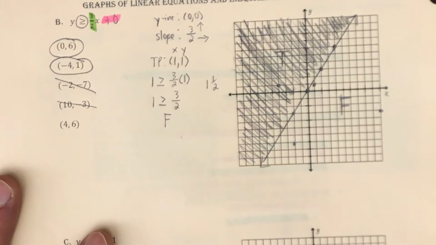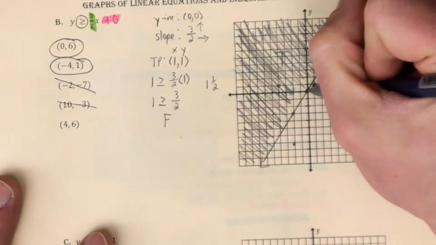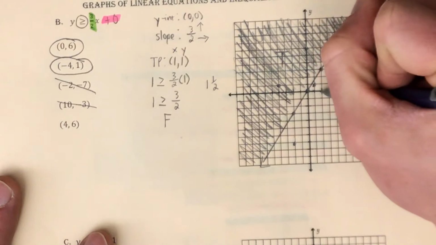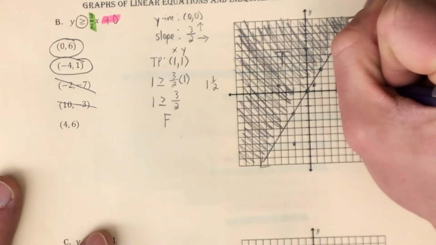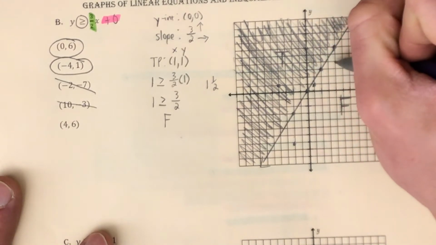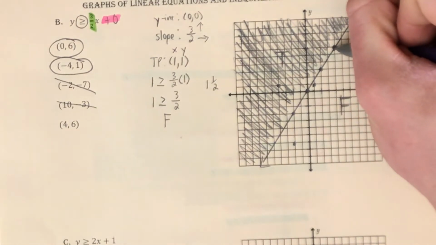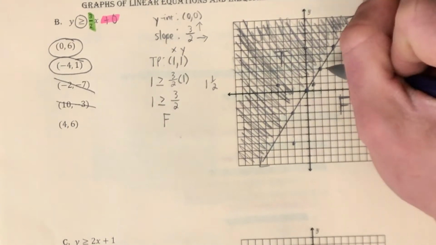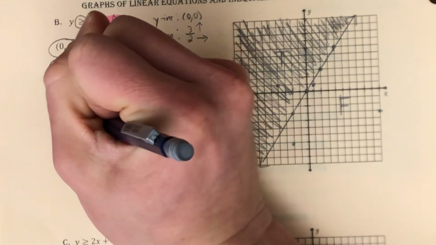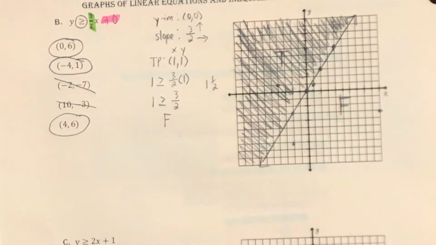And then my last point, 4, 6: back to the origin, go right 1, 2, 3, 4, and up 1, 2, 3, 4, 5, 6. Now this point again fell on the line. For it to be a solution, this needs to be a solid line, which it is. So that means the point 4, 6 is a solution to the linear inequality.